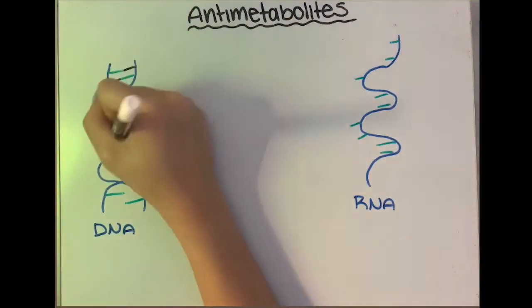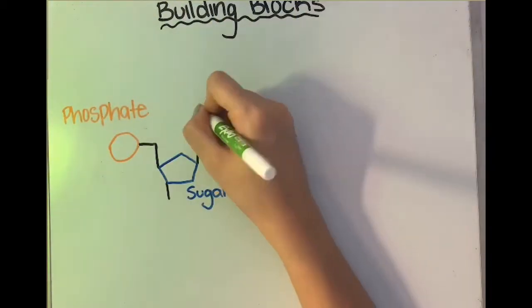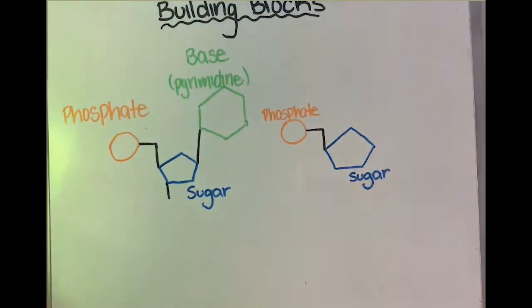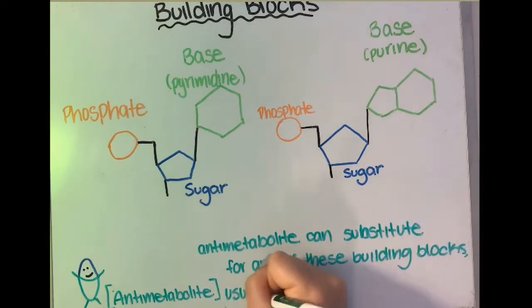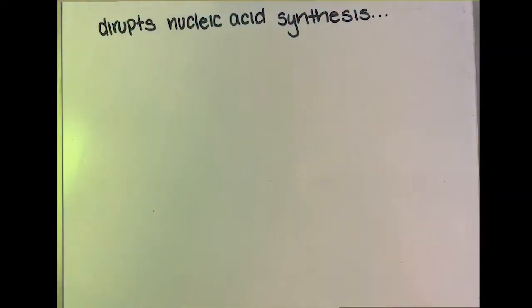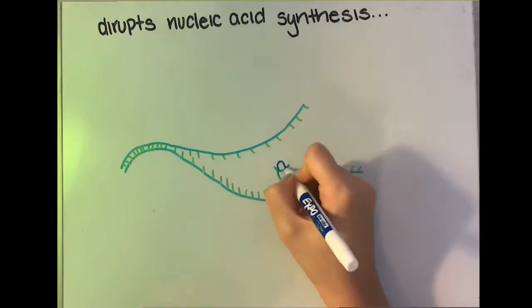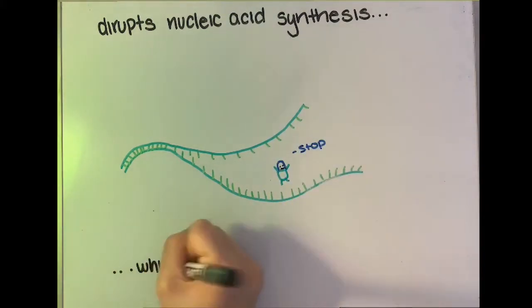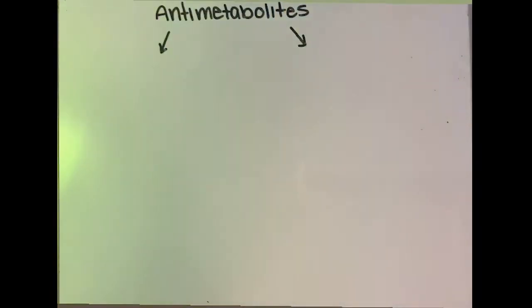Antimetabolites also interact with DNA and RNA by being a substitute for the building blocks of DNA, which are a phosphate group, sugar group, and one of the nitrogenous bases, adenine, guanine, cytosine, thymine, and uracil. This disrupts nucleic acid synthesis, which is the process of synthesizing or degrading DNA and RNA. The reason why they are able to bind to the building blocks and act as a substitute is because their chemical structure is very similar to the molecules the body uses.